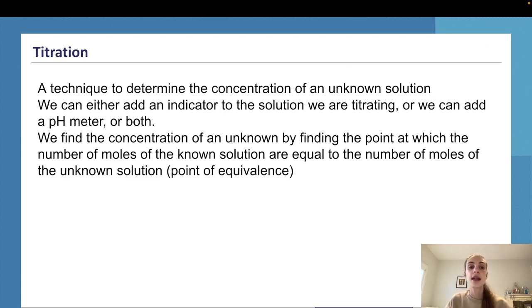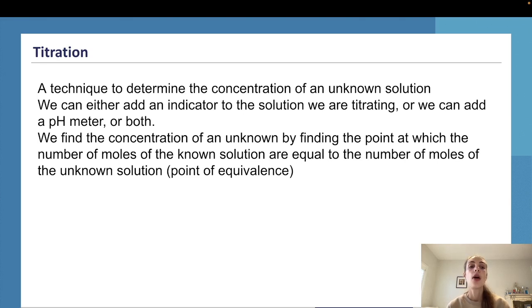So a technique with titration, it's basically a technique which we're using to determine the concentration of the unknown solution. So we can either add an indicator to the solution we are titrating, we can add a pH meter, or we can do a combination of both.